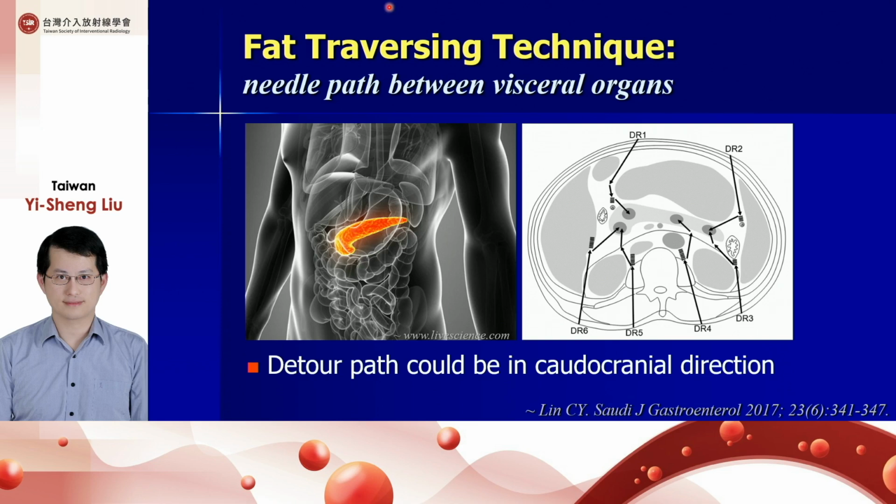For example, the detour path here. When the needle tip runs beside the gallbladder and the stomach, we change the direction of the needle tip. And the needle body would push the stomach away, so the stomach won't be punctured. Then you can puncture the target lesion. You can find many detour paths on axial images, but detour paths could also be in the caudocranial direction when it is needed.